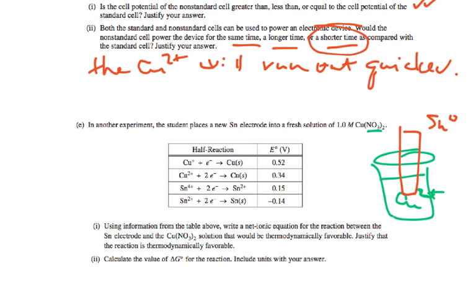And so, using the information from the table above, write a net ionic equation for the reaction between the tin electrode and the copper solution that would be thermodynamically favorable. Okay, what's spontaneous? And justify that the reaction is thermodynamically favorable. Okay, let's look at our numbers here. And what do we have?